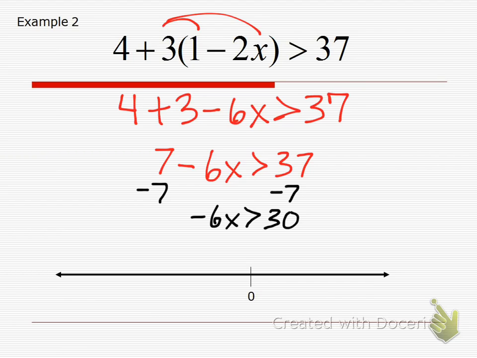This is the magical step. Be ready. I'm going to divide by negative 6. What do I do when I divide by a negative 6? Switch the symbols. So now it's x less than negative 5.